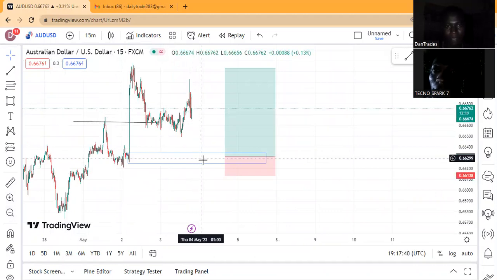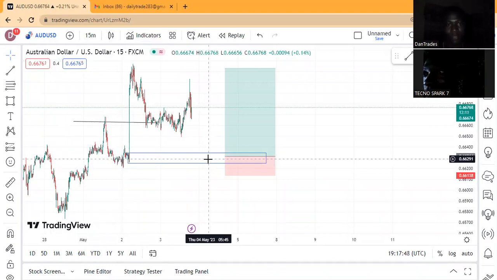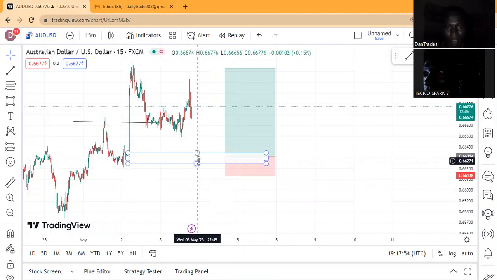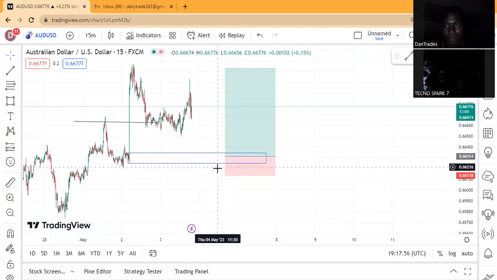When price visits this area, I will not just take the trade blindly, because this order block might hold or not. Anything can happen. So we need to be very, very careful to know if it will hold or not. Then if price comes back to this zone, what do we do?